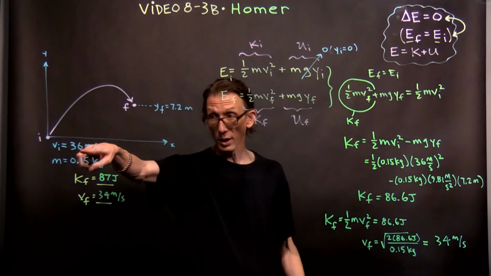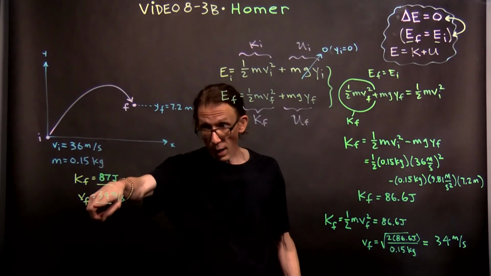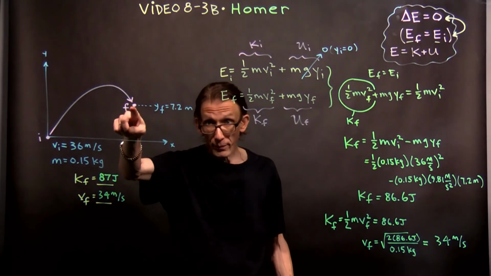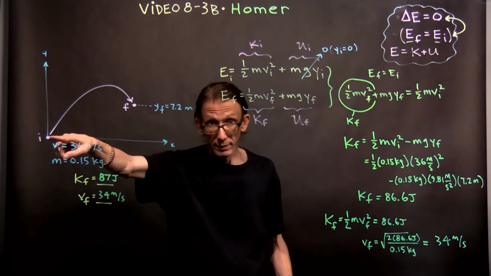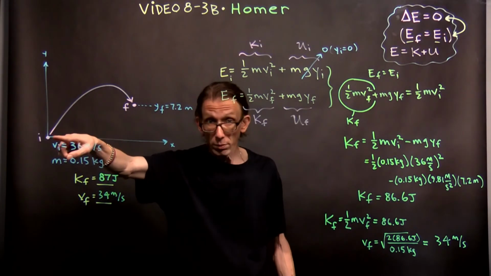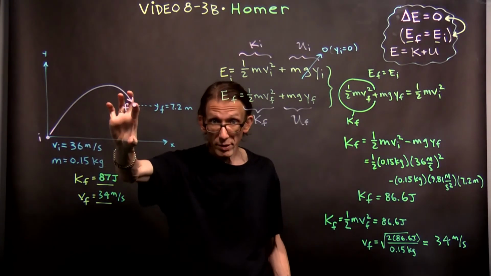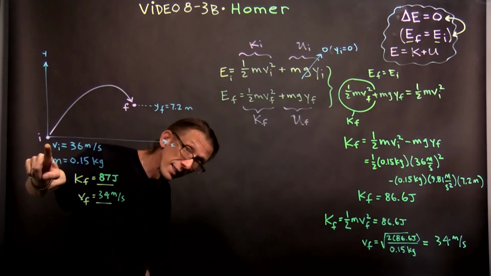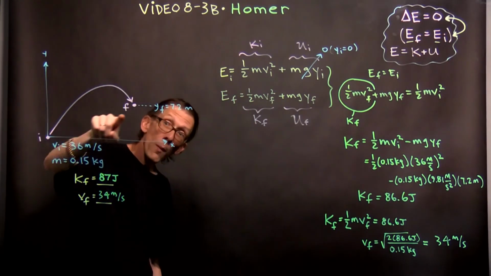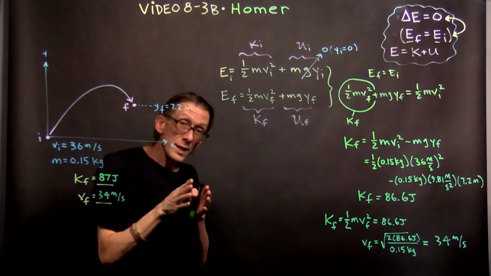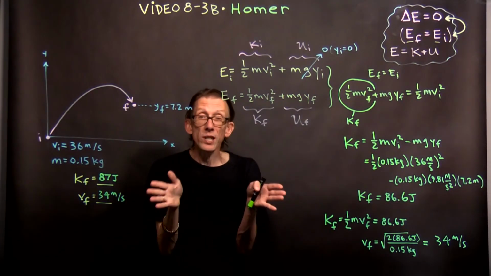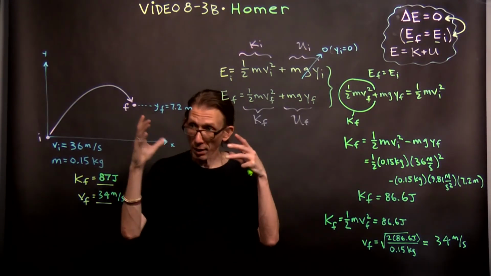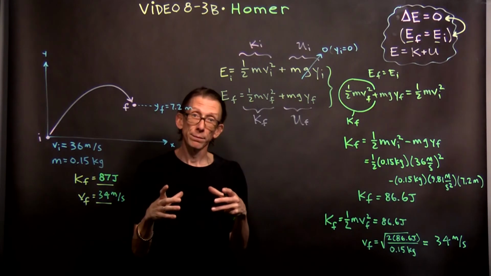So it's not going quite as fast as it was, right? It was 36 when it took off. Now it's going 34. So it doesn't have as much kinetic energy here as it had there. Where did that energy go? It went into the potential energy. So the total energy here is all kinetic, but by the time it gets to point F, it is now split between our two buckets. We started off with all of our energy, all of our energy water, in the kinetic energy bucket.